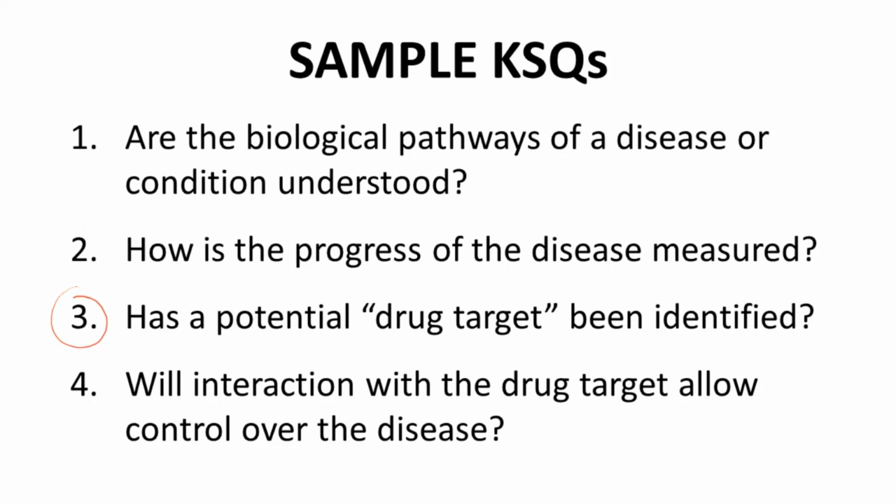3. Has the potential drug target been identified? A drug target is very often, but not always, a protein in a biological pathway. It may be a receptor or enzyme that can serve as a point of intervention for the planned new drug. 4. Will interaction with the drug target provide control over the disease?